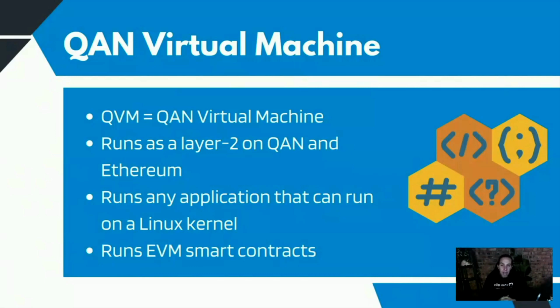But at the same time, what they are also offering is the ability to run any application that can run on a Linux kernel. So, any application that can be developed using Go, Python, PHP, Java, JavaScript, C#, you name it, as long as it can be compiled to a binary that can run on a Linux kernel, it can run as a smart contract on the QAN virtual machine.